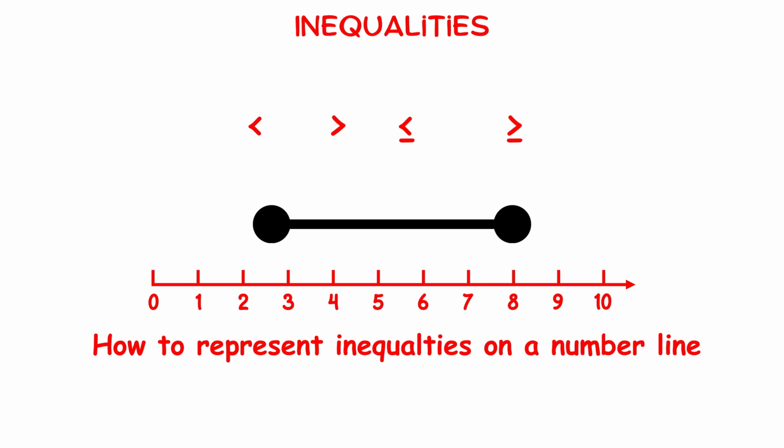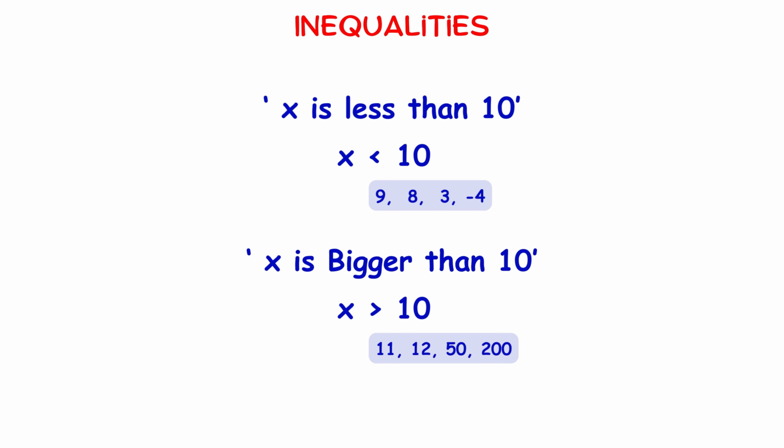If we look at this expression, it means that x is less than 10, so x could be 9 or 8 or 3 or -4, basically anything that's less than 10, whereas if we had this expression, this one means that x is more than 10, so a number like 11, 12, 50, or 200. The thing that students normally find hardest about this topic, though, is just remembering which symbol is which.